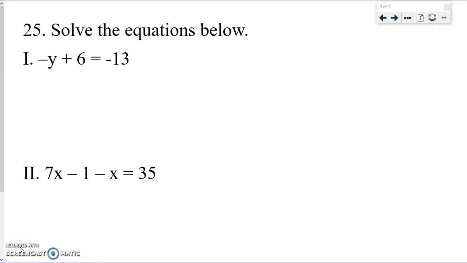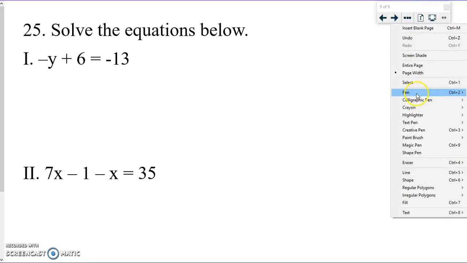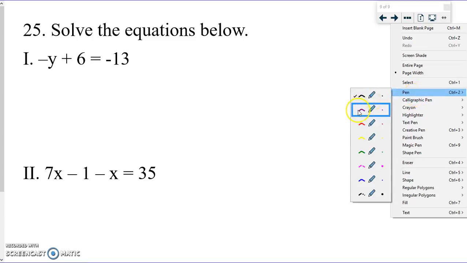All right, last question. Well, last three questions. I was kind of mean on 25, but I want to make sure that you guys know how to solve equations, because solving equations is a huge, huge part of high school math. So I want to make sure everyone is good on that.